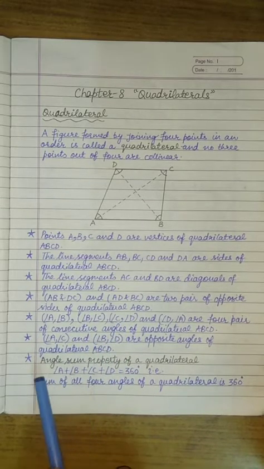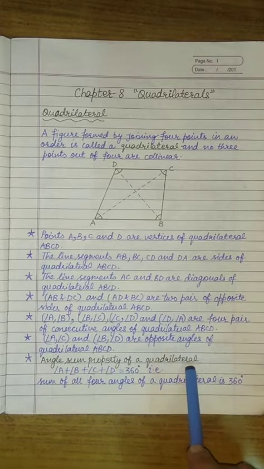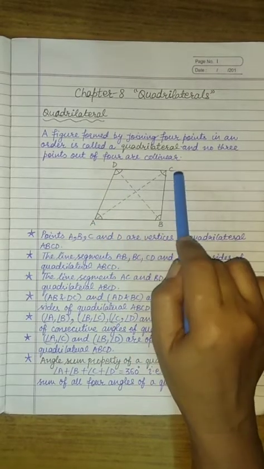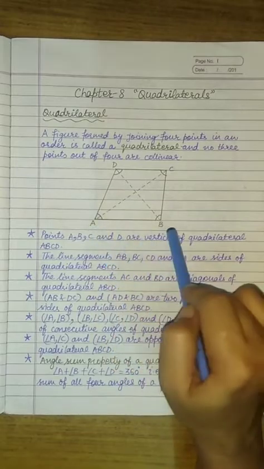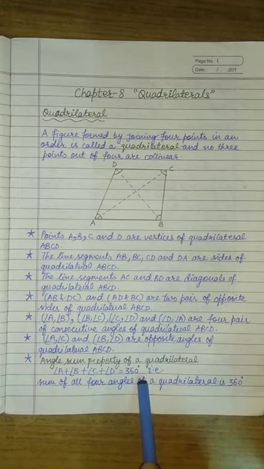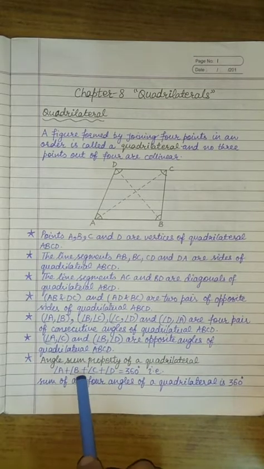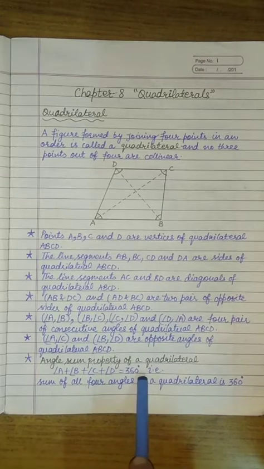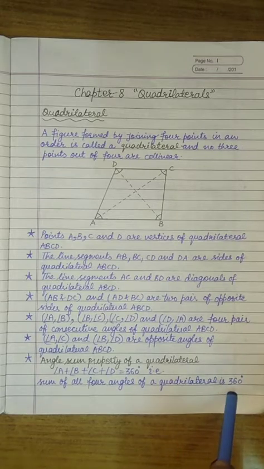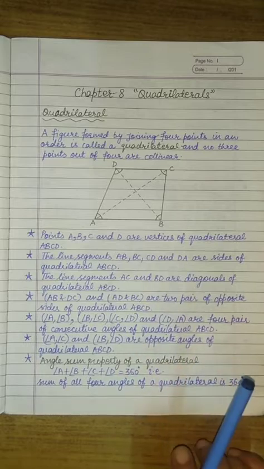Then we come to know about the angle sum property of a quadrilateral. Angle A plus angle B plus angle C plus angle D, the sum of all these 4 angles of quadrilateral ABCD, is equal to 360 degrees. That is, the sum of all 4 angles of a quadrilateral is 360 degrees. This is called the angle sum property of a quadrilateral.